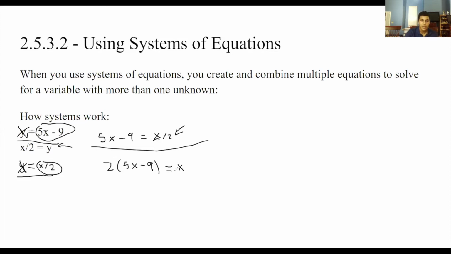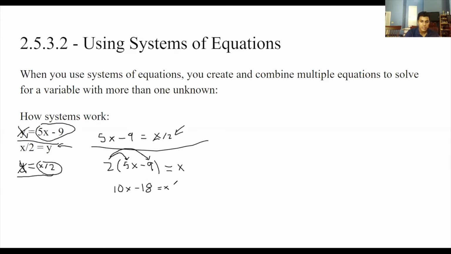Now if I simplify my equation a bit, since I have 2 times 5x minus 9, I can use the distributive property to multiply this out. So 2 times 5x minus 2 times 9. This gives me 10x minus 18 equals x.